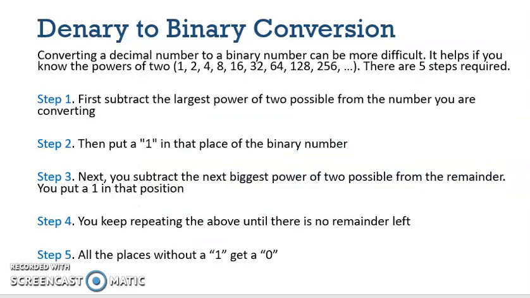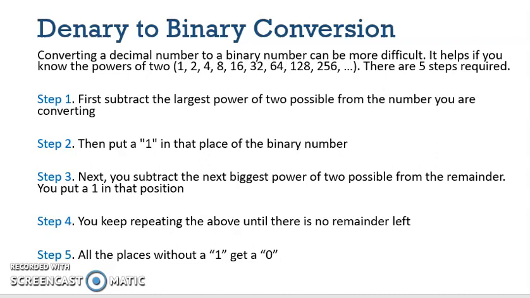On the other hand then, we have denary to binary conversion. So if we want to take a decimal number and convert it into binary, this is what we do. Converting a decimal number to a binary number can be more difficult. It helps if you know the powers of 2. There are 5 steps required.